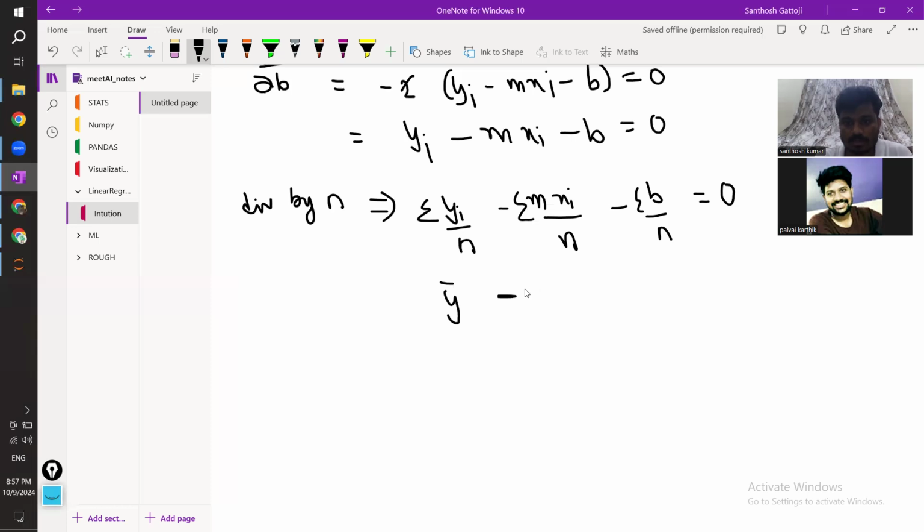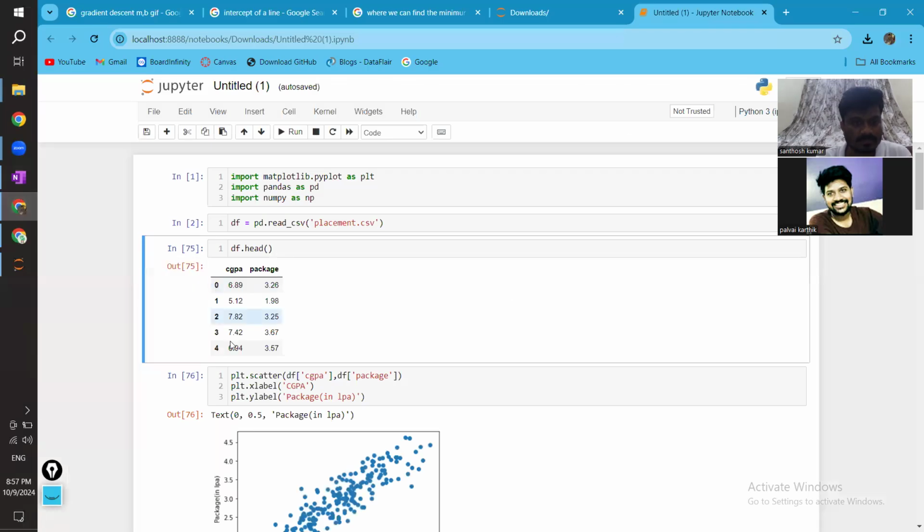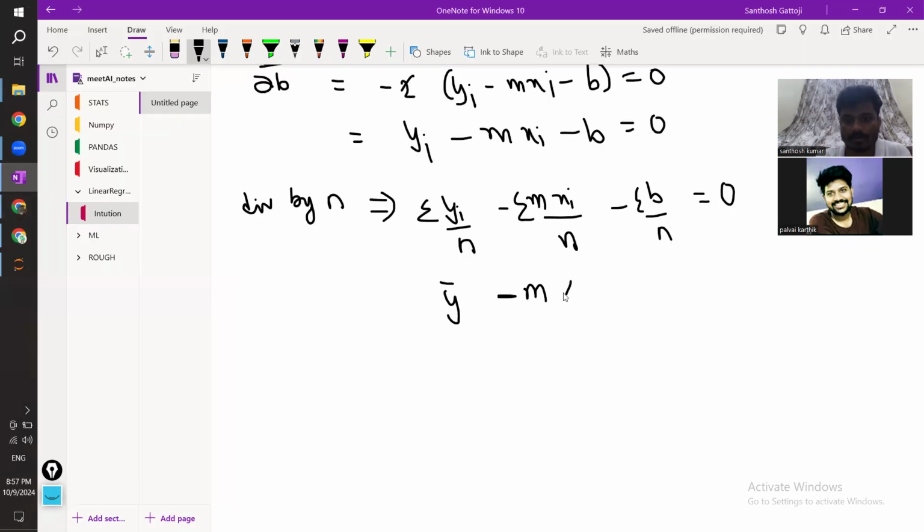Minus m x bar: m is a constant, and summing xi means you're adding all these CGPA values and dividing by n, that means x bar, the input. And minus, this is just summing b n times, that means b plus b plus b, n times, so n times b by n, summation from i equal to 1 to n. So n b by n, it will be b. This whole thing is equal to 0.